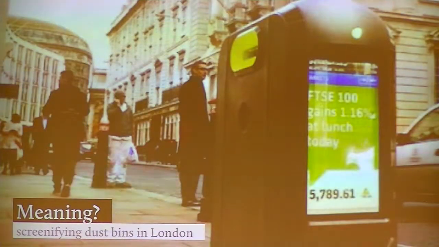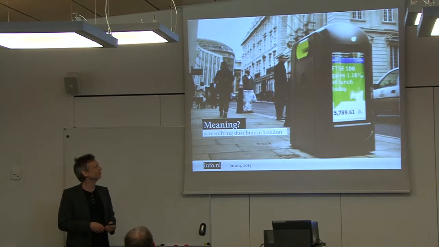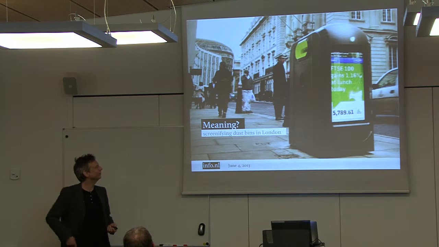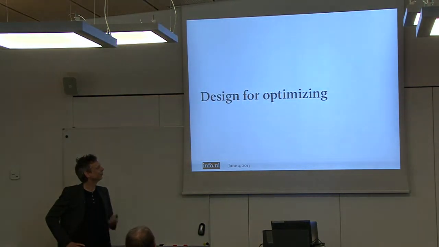Okay, it's nice. This is another example of what's happening a lot, also in the Netherlands. This is in London, where you have screens on dustbins, and these are smart screens, so they put all kinds of information on them, even about public transport and stuff. But it doesn't really have anything to do with the dustbin, of course. So this is also not really something with meaning.